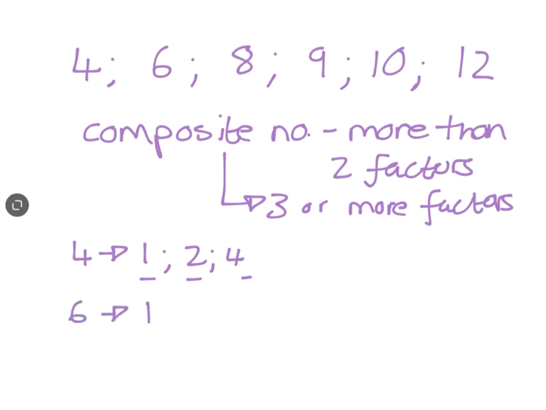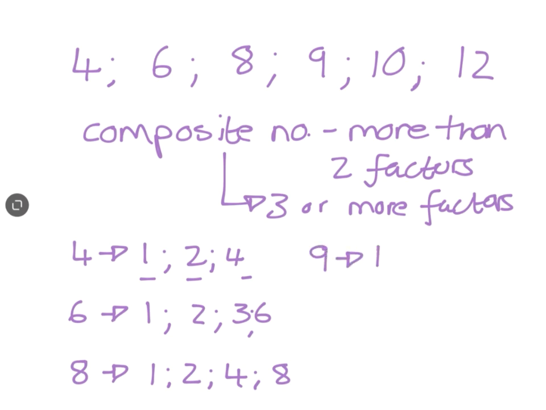The number 6, 1, 2, 3, and 6, which makes it a composite number because it has 4 factors. The number 8, we've got 1, 2, 4, and 8. It also has 4 factors, which makes it a composite number. The number 9, 1, 3, and 9. It has exactly 3. That's fine. It's still a composite number because a composite number has to have 3 or more factors.